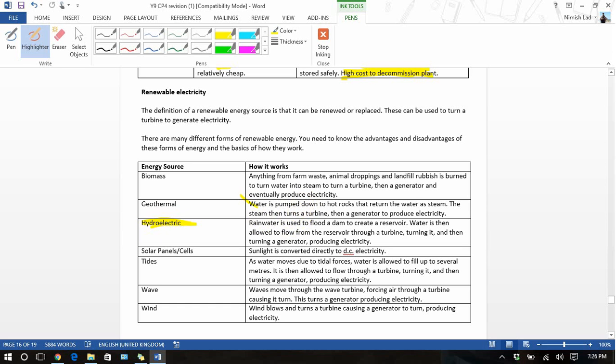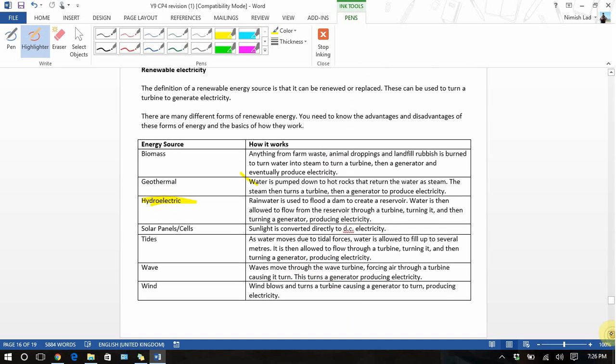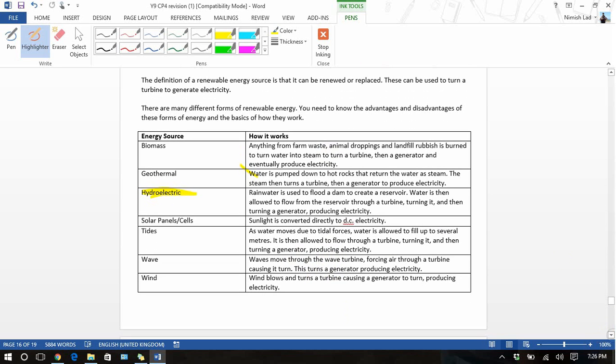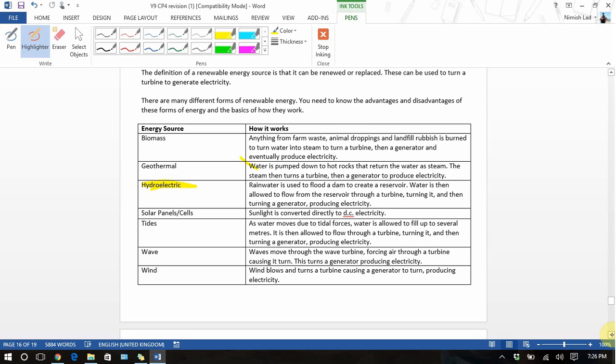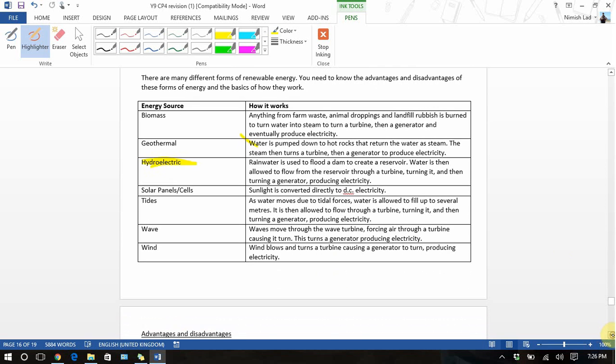Tides, water moves in and out, and those tidal forces fill up several meters, and they turn a turbine, and that makes electricity. Wave turbines move through the turbine, turning a generator, making electricity. And wind blows directly onto a fan, which turns a turbine, turns a generator, and that makes electricity as well. So they're all pretty straightforward there. All of them, apart from solar panels, involve turning a turbine, which turns a generator, that makes electricity.